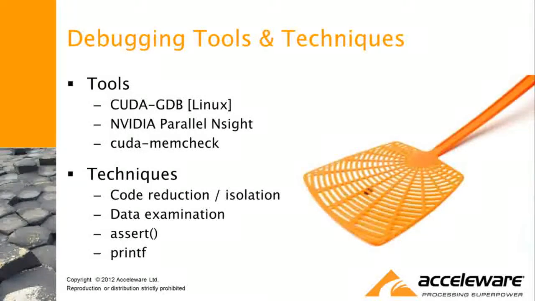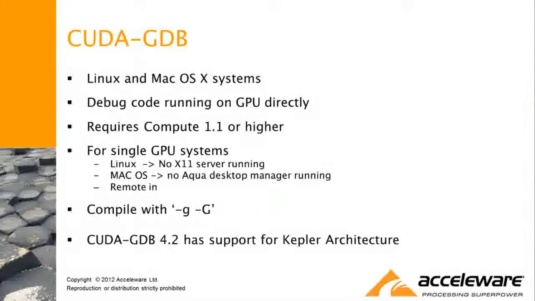All right. So debugging tools and techniques. cuda-gdb, if you're in Linux, works pretty well. Again, it's not Parallel Nsight. It's Nsight for Visual Studio now. And cuda-memcheck are useful tools. Obviously, code reduction, isolation, data examination, assert, and printf, and we'll talk about some of those going forward.